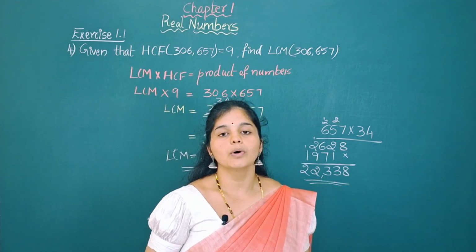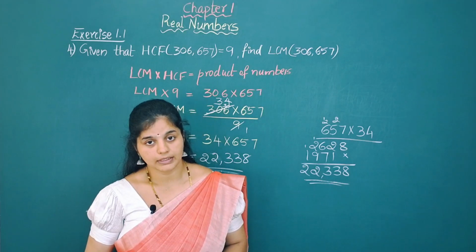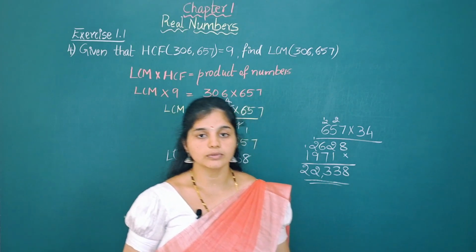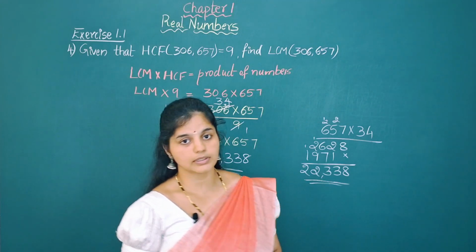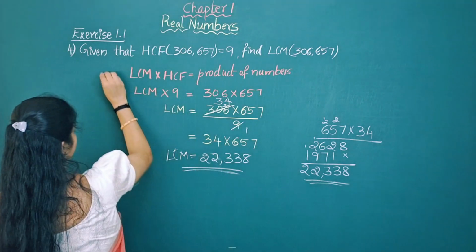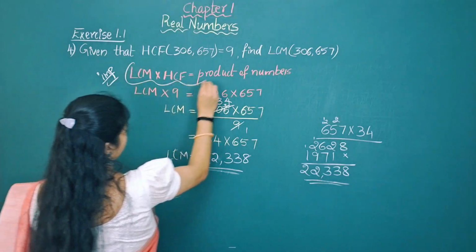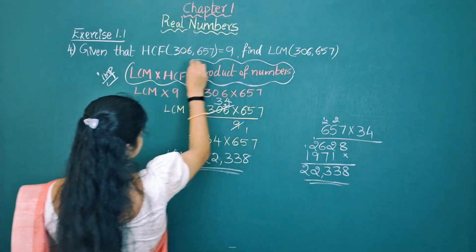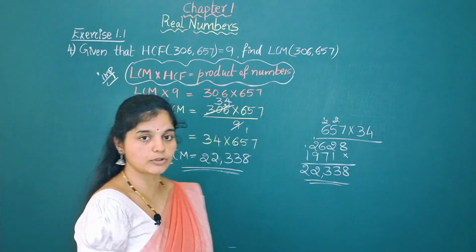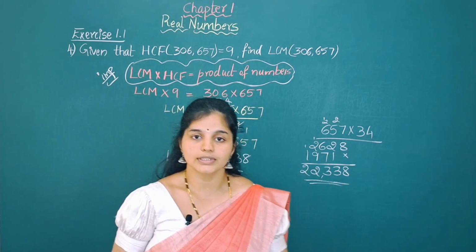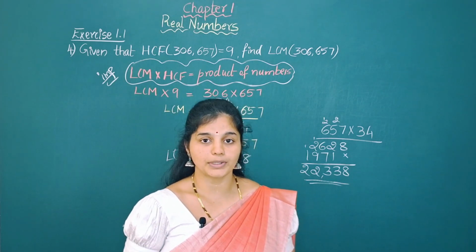It is because you already know the formula. The product of HCF and LCM of two numbers is equal to the product of the given two numbers. So you have to make use of this formula. Already I have told you that this is very important. The formula HCF into LCM is equal to product of the given two numbers. So very important. Using this formula you need to solve so many problems.